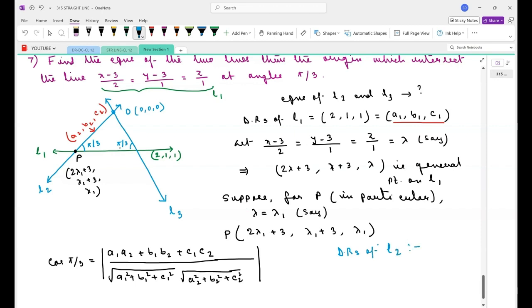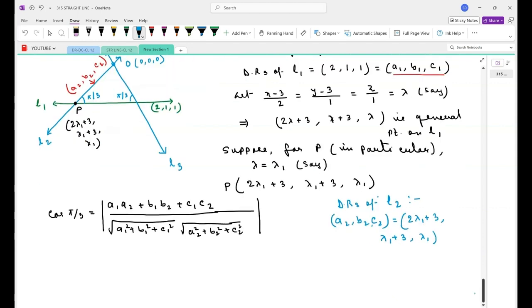Which are the 2 points? One is the origin, whose coordinates are 0, 0, 0. The other point is P, whose coordinates are 2 lambda 1 plus 3 minus 0, lambda 1 plus 3 minus 0, and so on. So the DRs, A2, B2, C2, will be equal to 2 lambda 1 plus 3, lambda 1 plus 3, and lambda 1. So these are my A2, B2, C2.